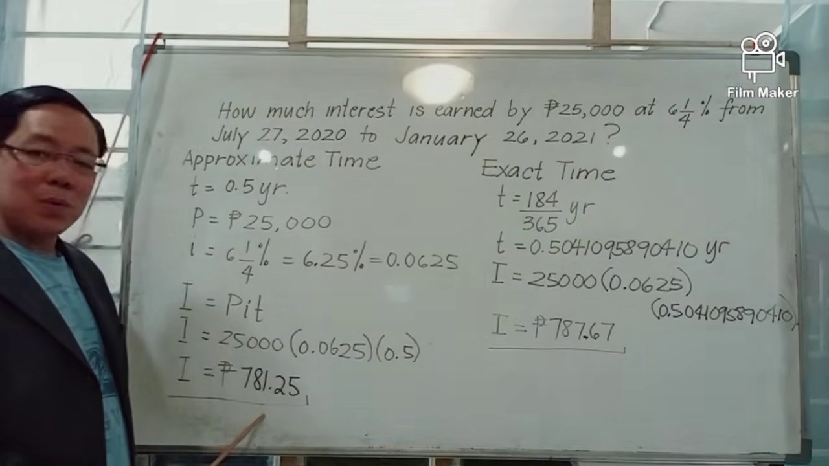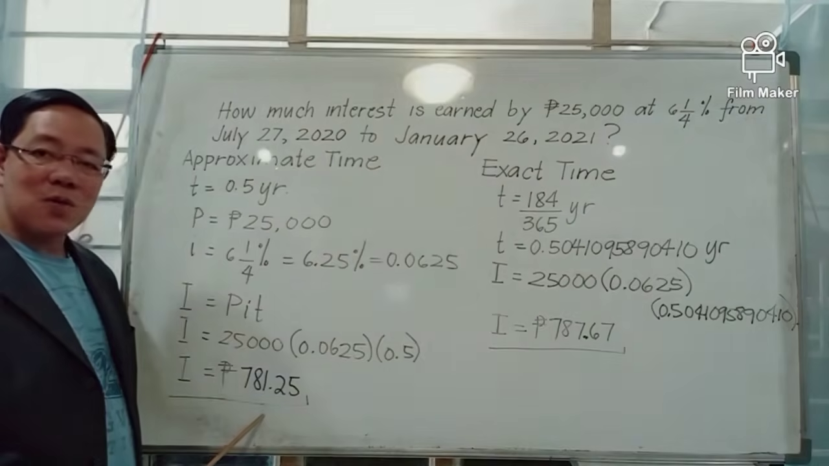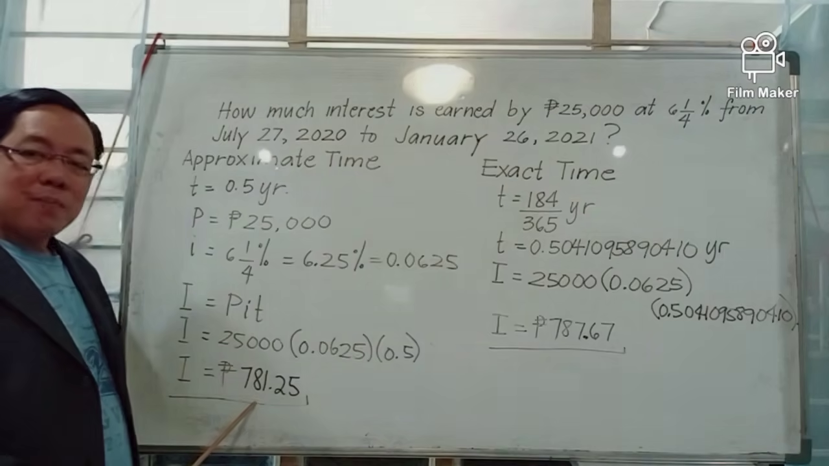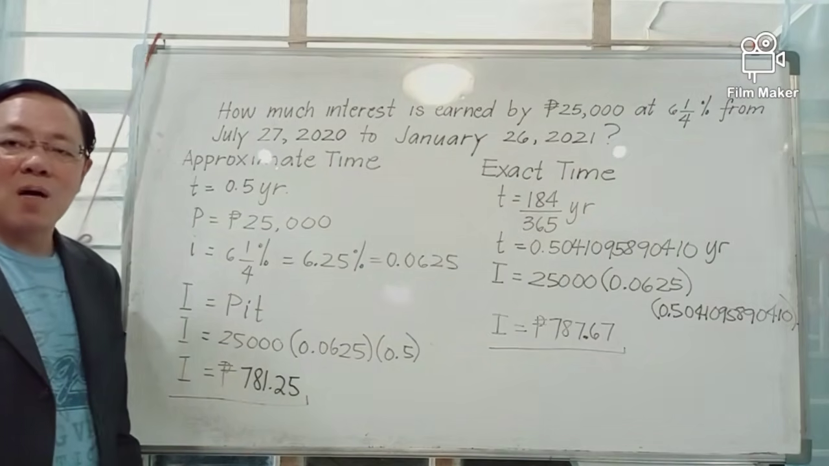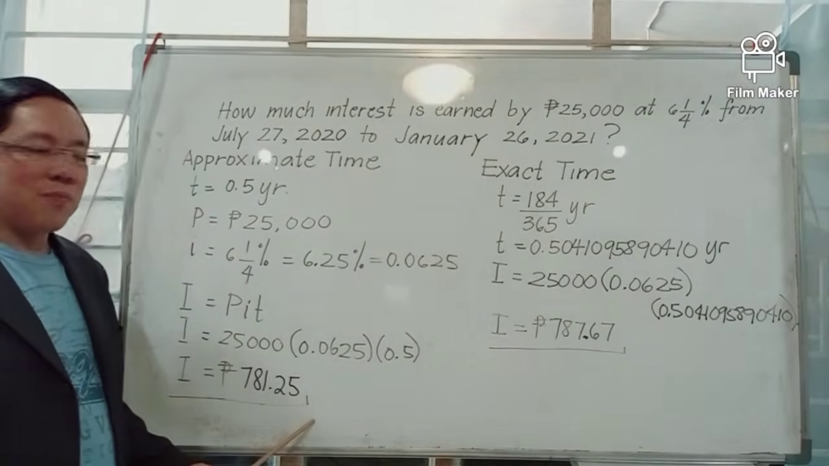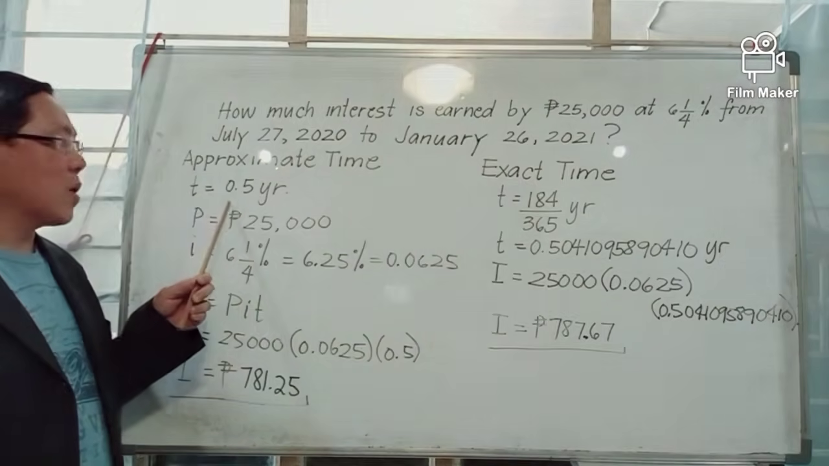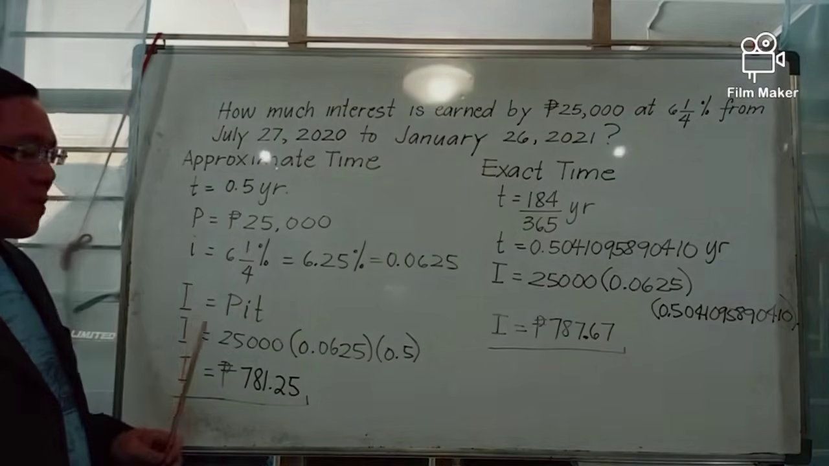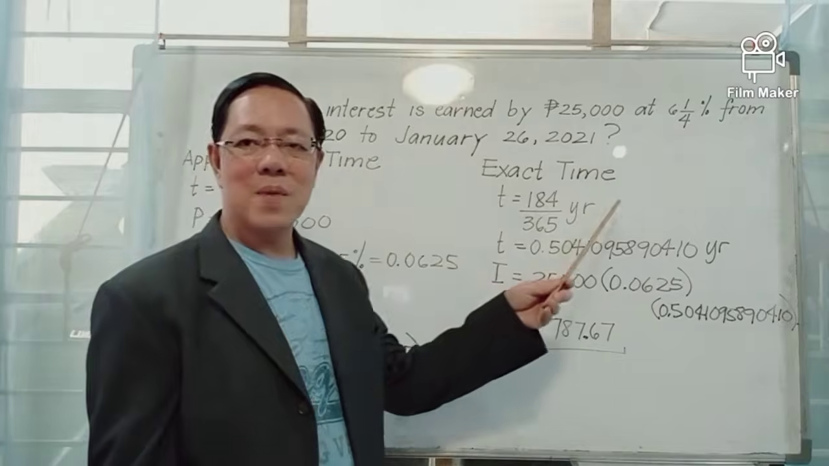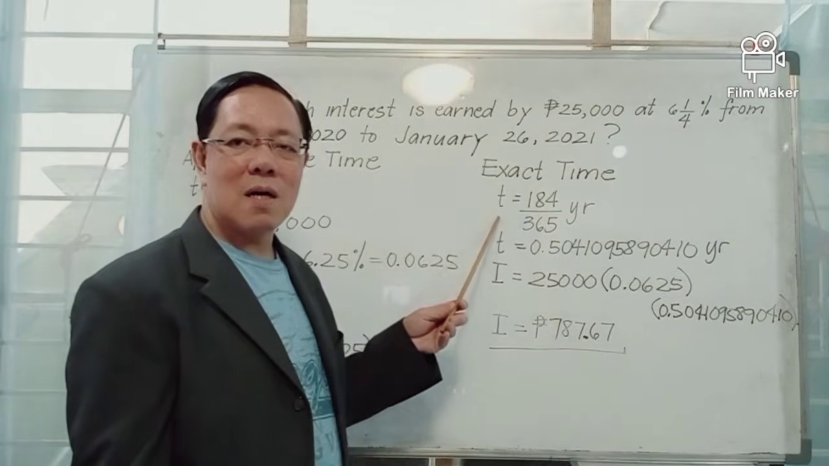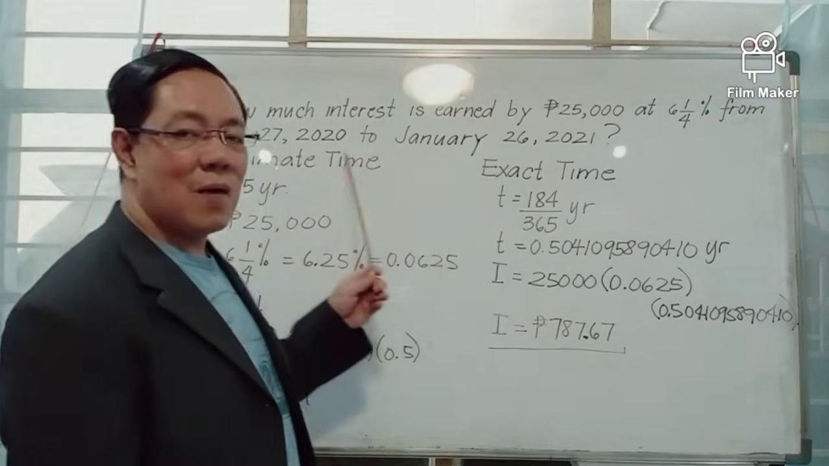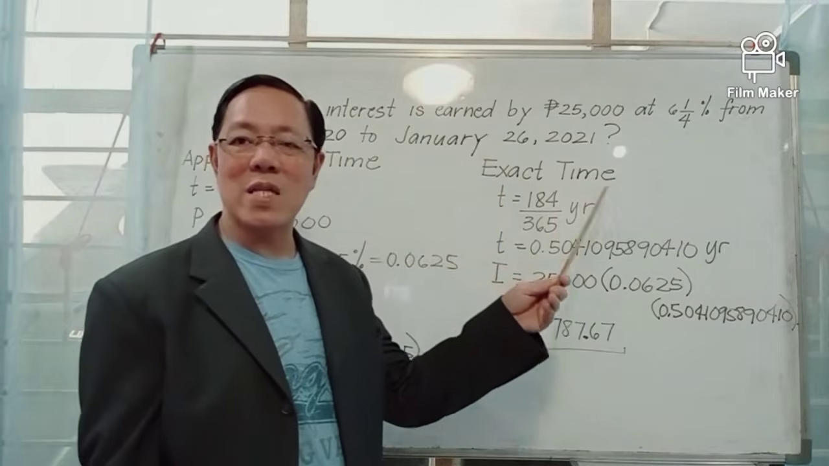But this product will give you an answer exact to 2 decimal places. So this 781.25 pesos is the approximate amount of interest, because we obtained this amount of interest using the approximate time 0.5 year. We also compute the exact amount of simple interest using the exact time. Earlier we found the exact number of days from July 27, 2020 to January 26, 2021.